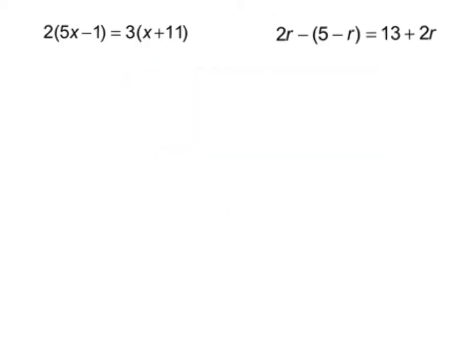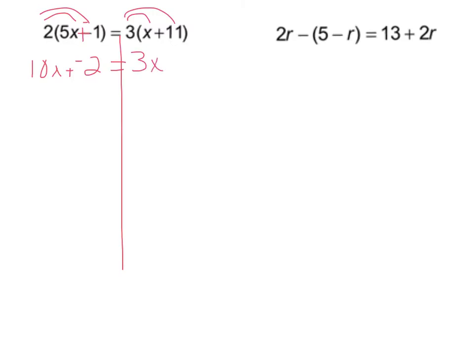Alright, next one here. We have distributing, if you notice, with the parentheses on both sides of my equal sign. So I'm going to draw a line here, and if we distribute the 2 to the 5x and to the negative 1, because this is a plus a negative 1, remember, we're going to get 10x plus negative 2 equals, do the same thing with the 3x plus 33.